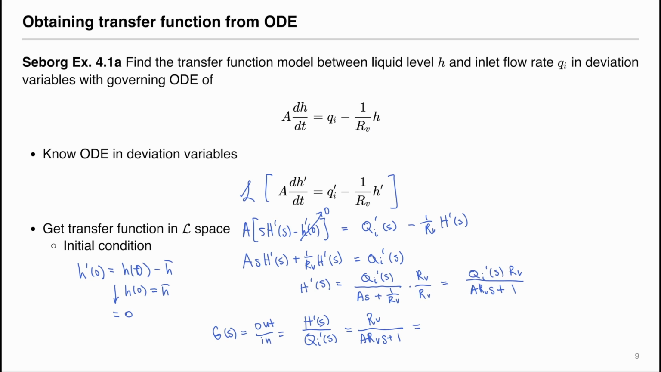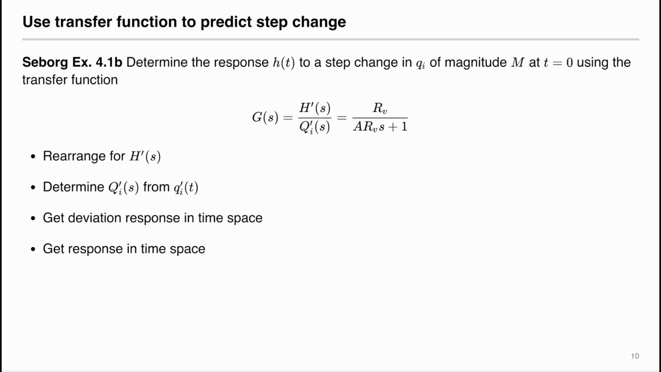Usually we can write it in a standard form where it's K divided by tau S plus 1. We'll see in the future why that is. Here we have K defined as R V, tau is A R V, and we have found the transfer function for this more complicated model. And why do we want to find that transfer function? It is because we want to model and predict any output changes if we have any input change.